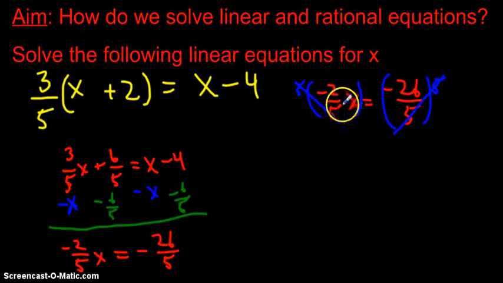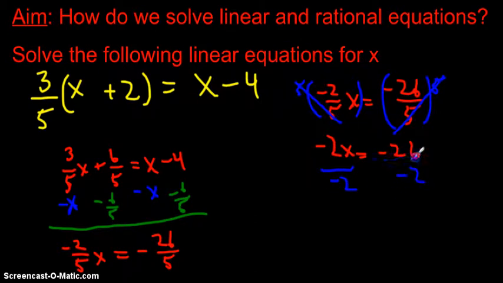If I knew negative 2/5 of x, I'll now know what negative 2 x's are. So negative 2x is equal to negative 26. And I can divide both sides by negative 2. And we'll get x is equal to 13.